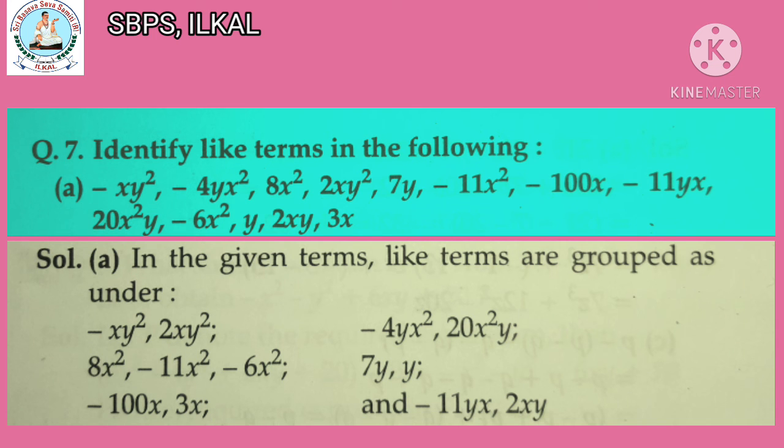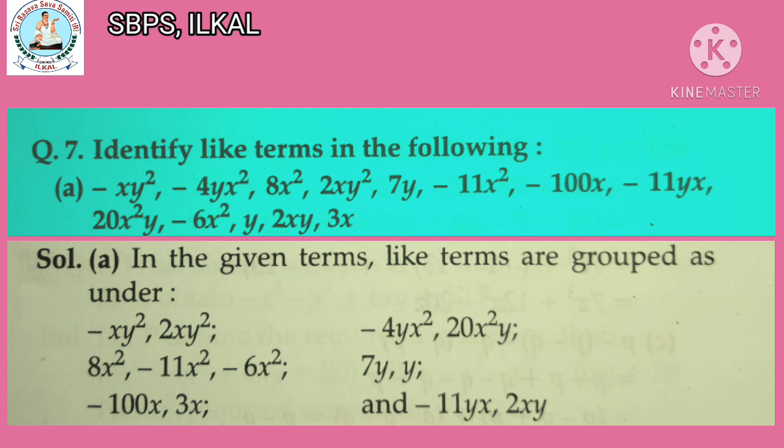Then the solution is minus xy square and 2xy square. Both are like terms. Minus 4yx square and 20x square y. These two are like terms. 8x square, minus 11x square, minus 6x square. These three terms are like terms. 7y and y. These two are also like terms. Minus 100x, 3x. These two are like terms. And minus 11yx and 2xy. These two are also like terms. Then totally 6 groups it has become.